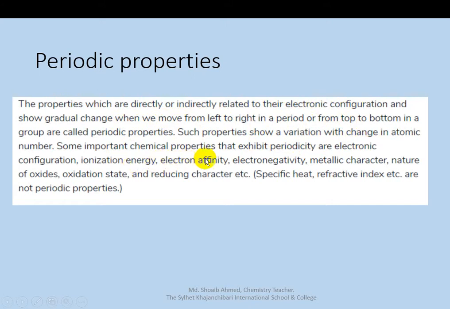Some important chemical properties that show periodicity are electronic configuration, ionization energy, electron affinity, electronegativity, metallic character, nature of oxide, oxidation state, and reducing character. Specific heat and refractive index are not periodic properties. Ionization energy, electron affinity and electronegativity are periodic properties. Electronic configuration, metallic character, and covalent or non-metallic giant structures are also periodic properties.